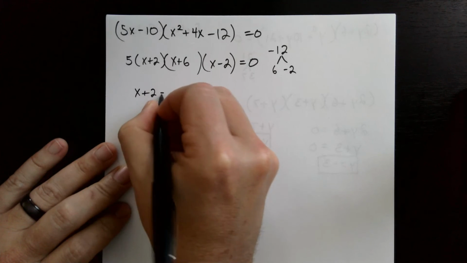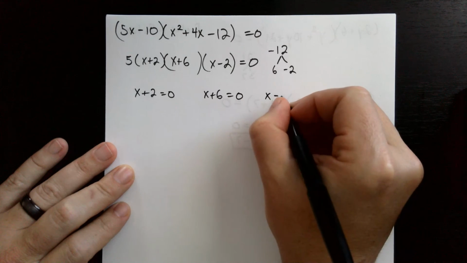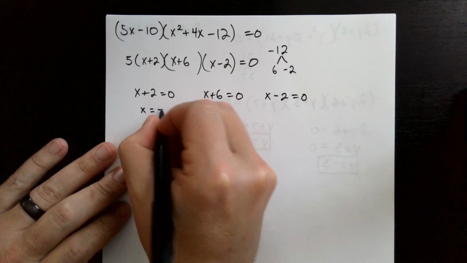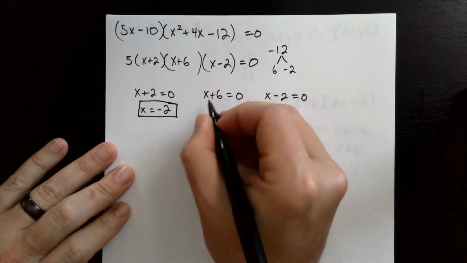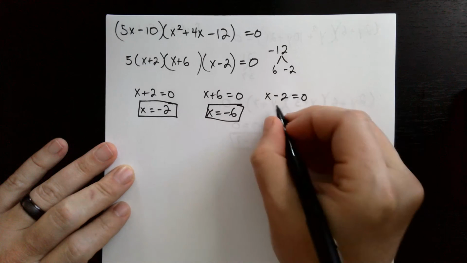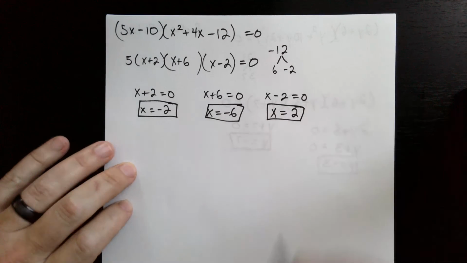So we'll have x plus 2 equals 0, x plus 6 equals 0, and x minus 2 equals 0. So subtract the 2, you get x equals negative 2. Subtract the 6, you get x is equal to negative 6. And add the 2, you get x is equal to positive 2. So you get three solutions on this problem.